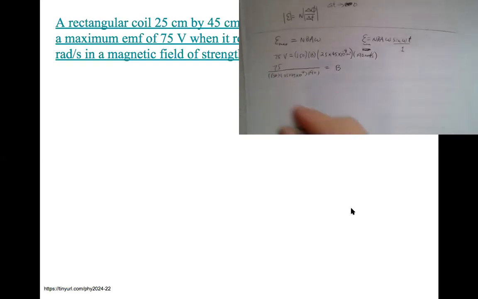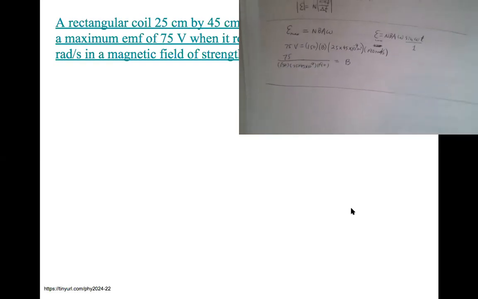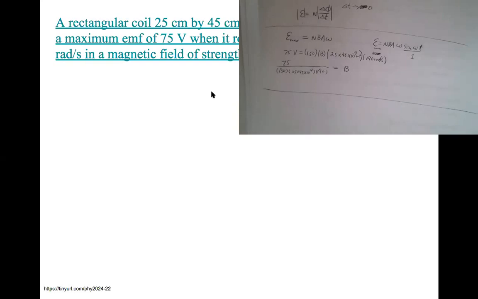All right. So this is our electric generator. Any questions you guys might have?